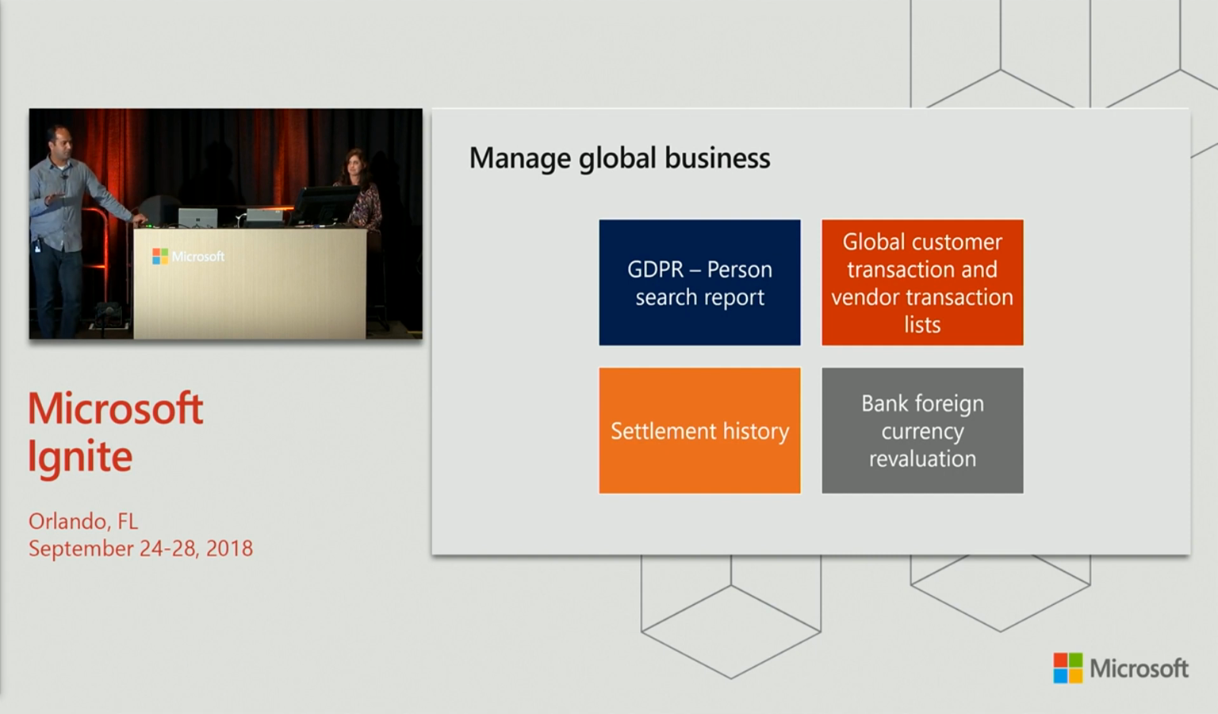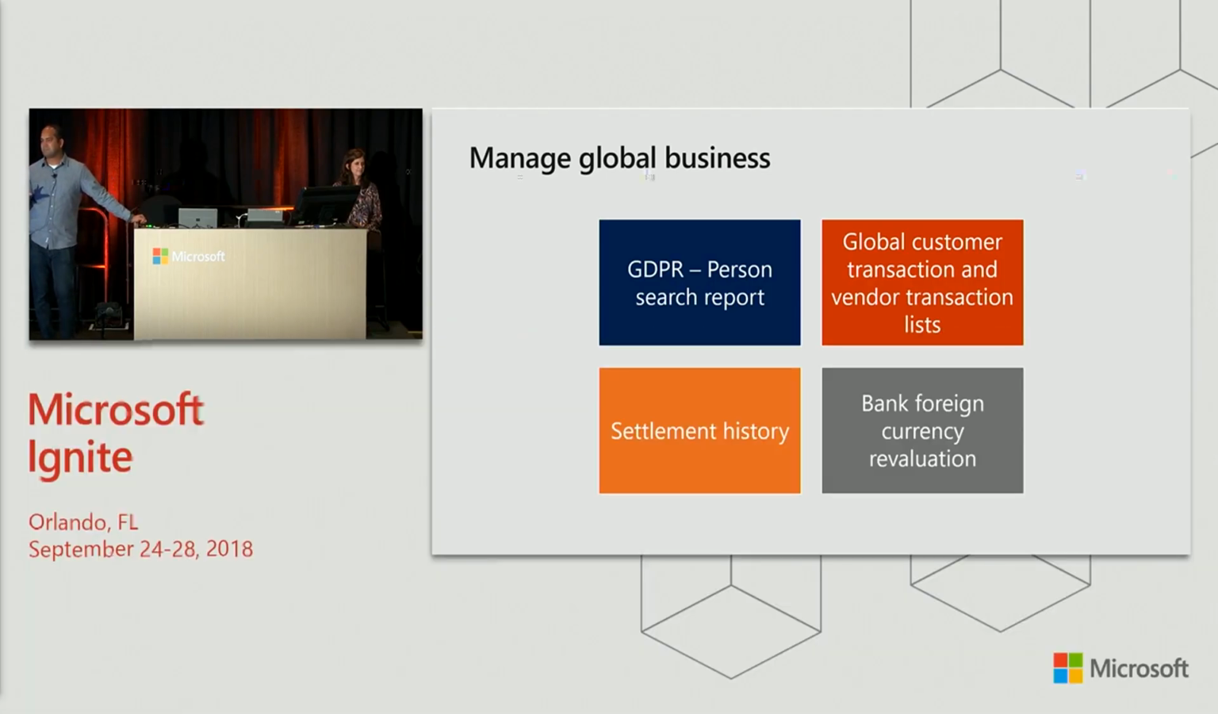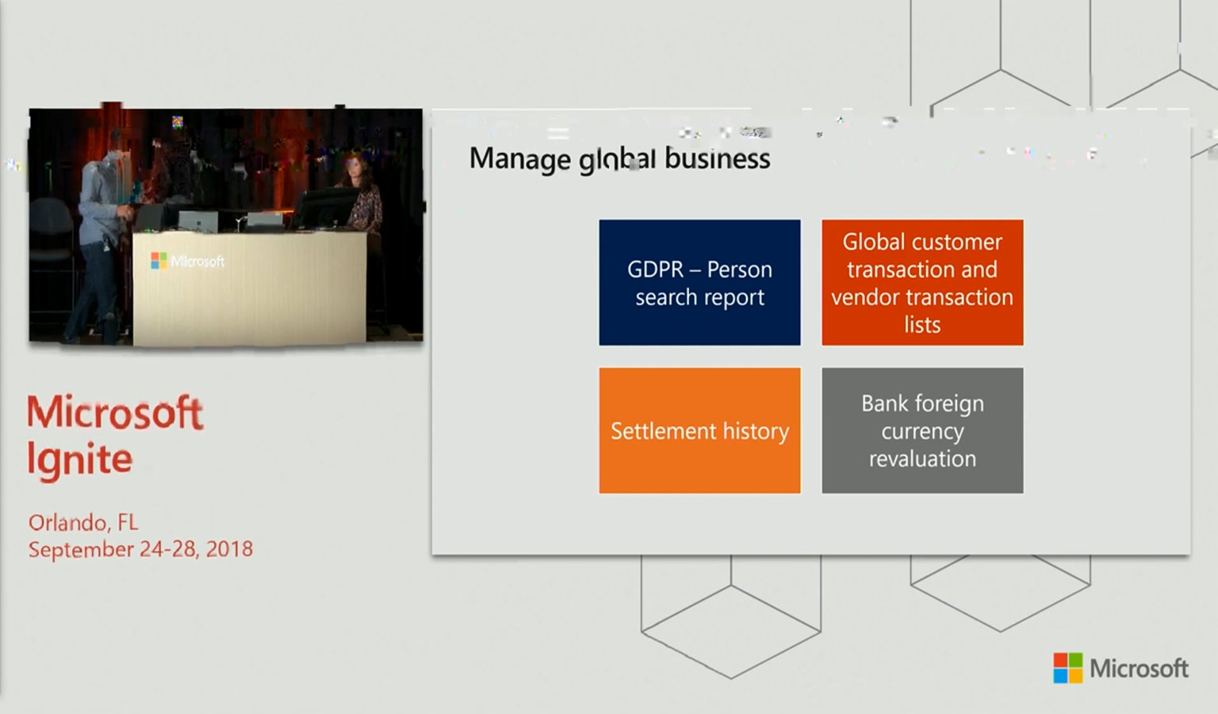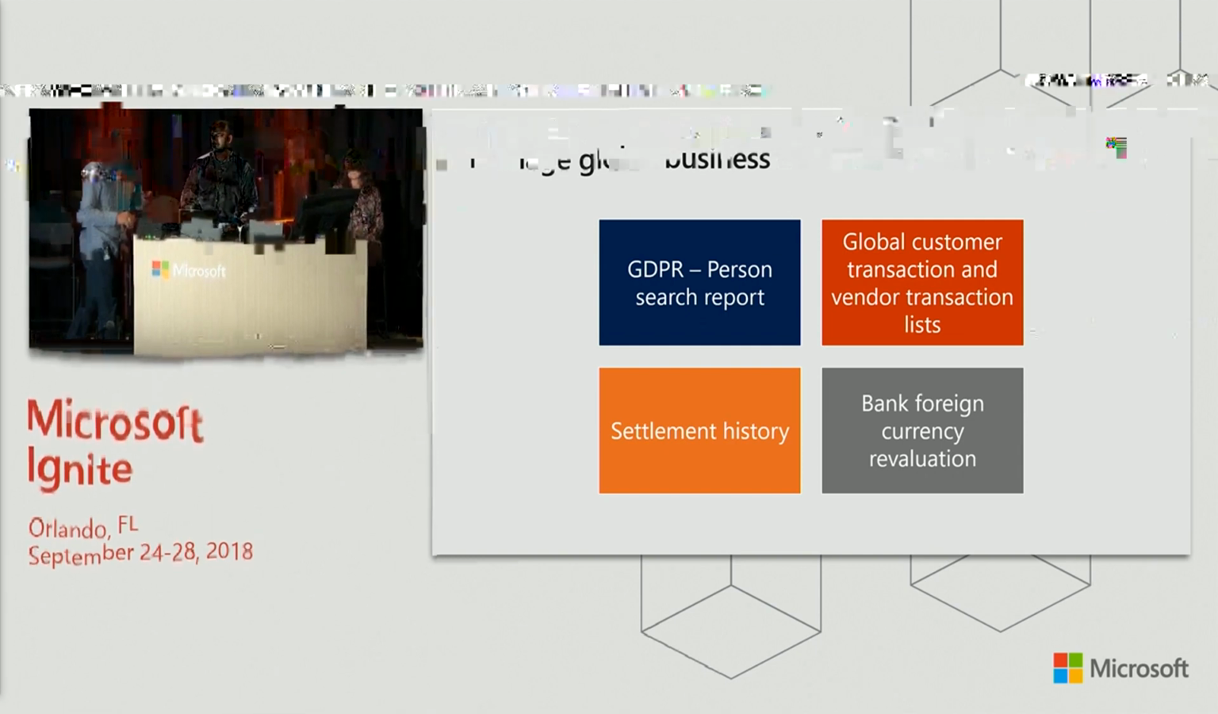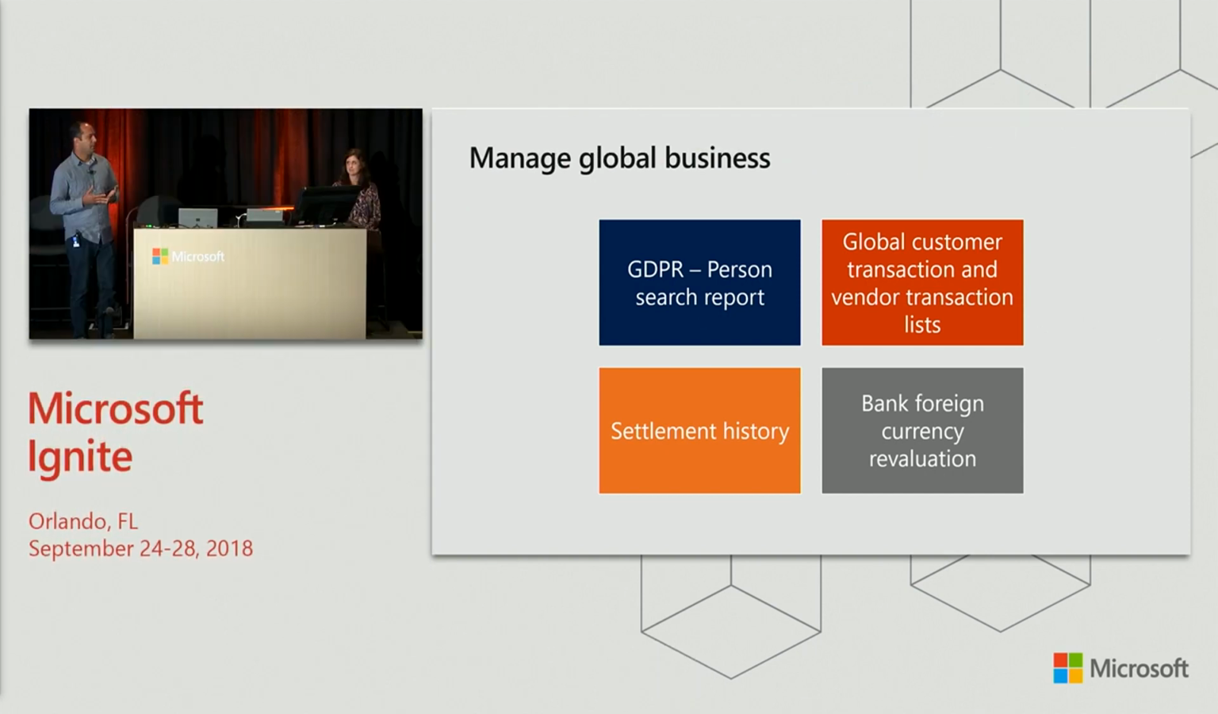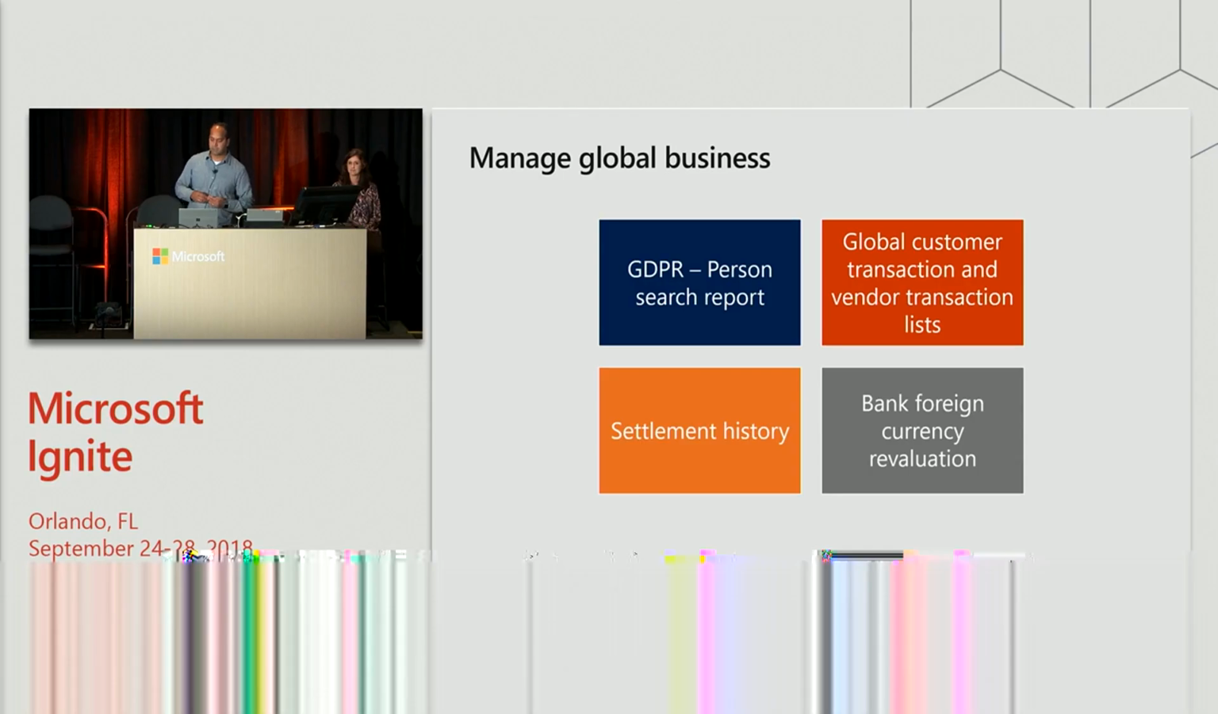So finance and operations supports 37 different countries. How many languages does finance and operations support? Any hunch on that? Take a guess, come on. 48, very close. It's around 42 languages that we support across the globe. So finance and operations has a global footprint.